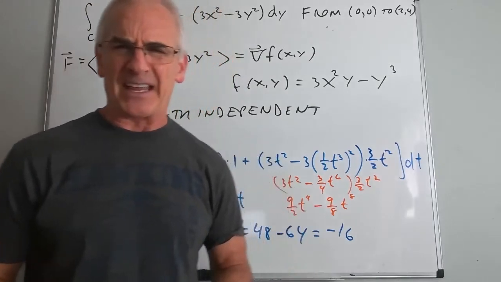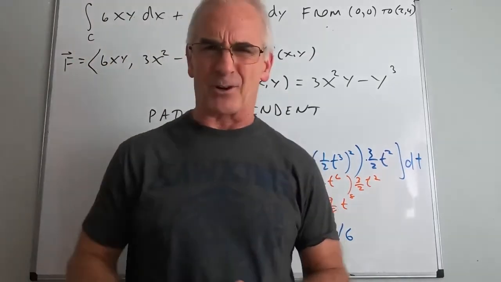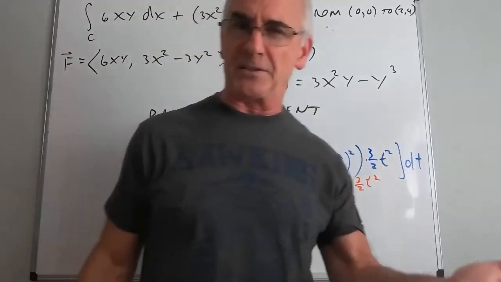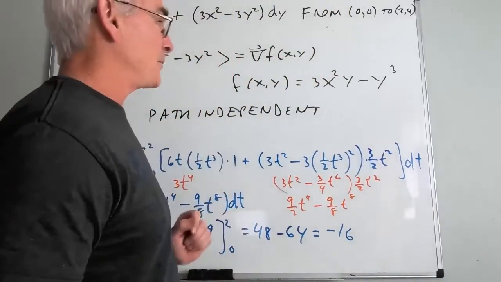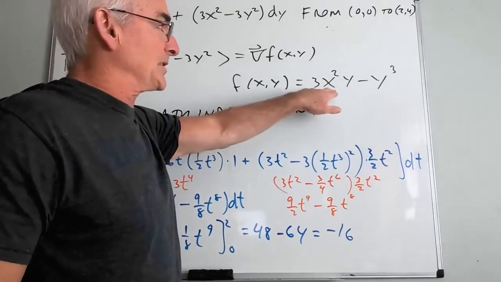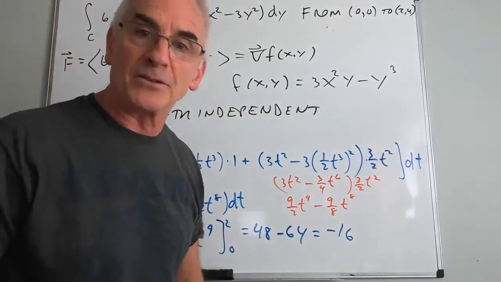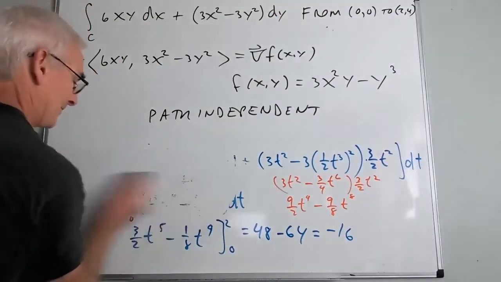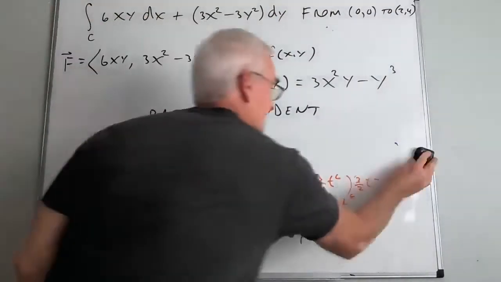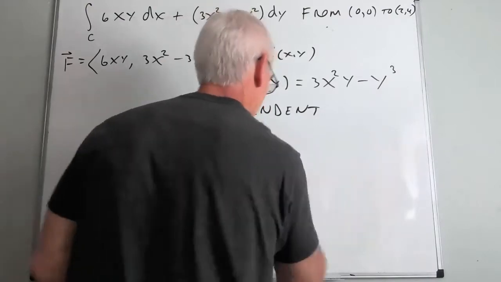Well, if every path produces the same answer, should I just automatically go for the easiest path? No, it's even easier than that. If every path produces the same answer, then just take your potential function and evaluate it at the endpoint. So I'm going to show you that. You're going to like this. This is the most important thing we've done up to date.